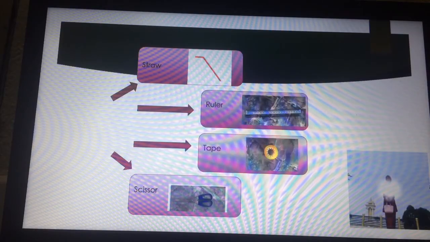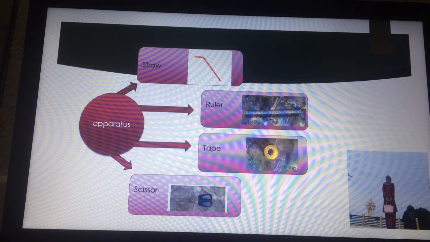Musyawarah Binti Azri. In this video, I will talk about what is Bernoulli and the apparatus that we use in this experiment. The apparatus that we use in this experiment are straw, ruler, tape, and also the scissors.